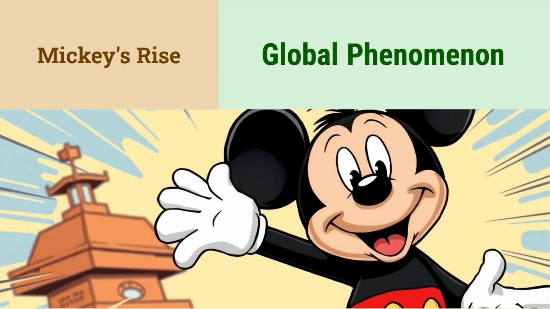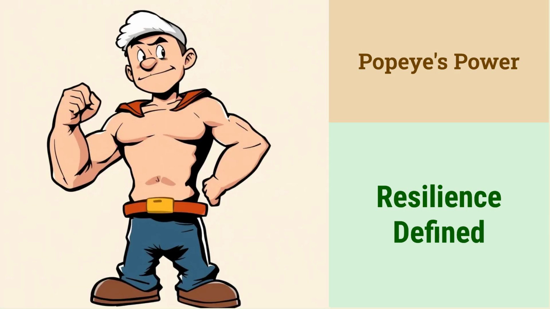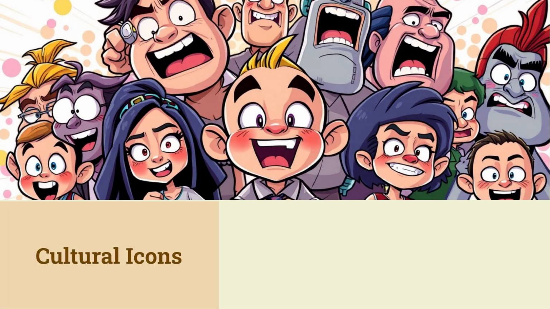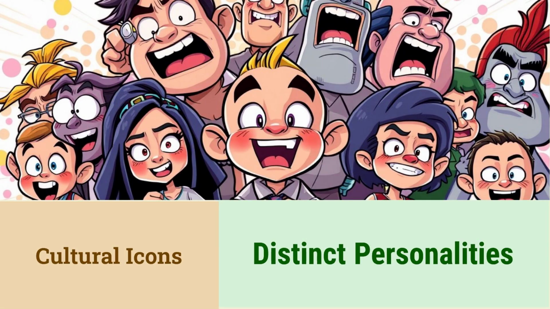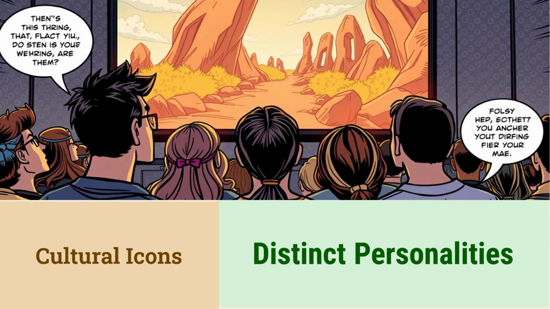His cheerful personality and slapstick antics captivated audiences worldwide. Popeye the Sailor Man, with his spinach-fueled strength, became a symbol of resilience and determination. Betty Boop, with her flapper style and playful charm, pushed boundaries and challenged conventions. These characters weren't just drawings, they were personalities with distinct voices, quirks, and motivations. They became cultural icons, shaping the way we think about animation.